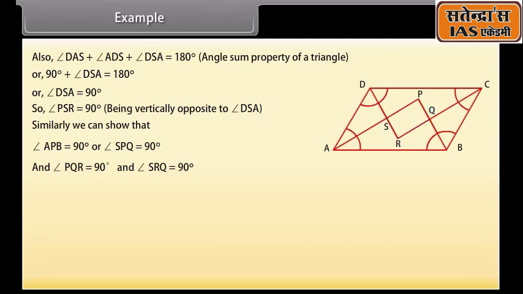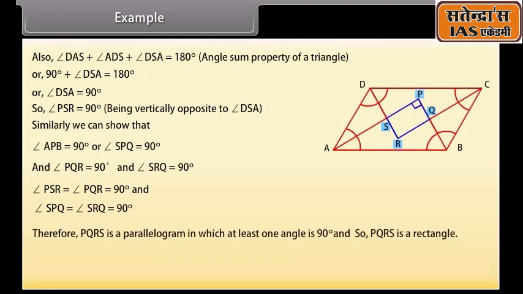We can see here that angle PSR is equal to angle PQR, which equals 90 degrees, and angle SPQ is equal to angle SRQ as 90 degrees. Therefore, PQRS is a parallelogram in which at least one angle is 90 degrees, and so PQRS is a rectangle.